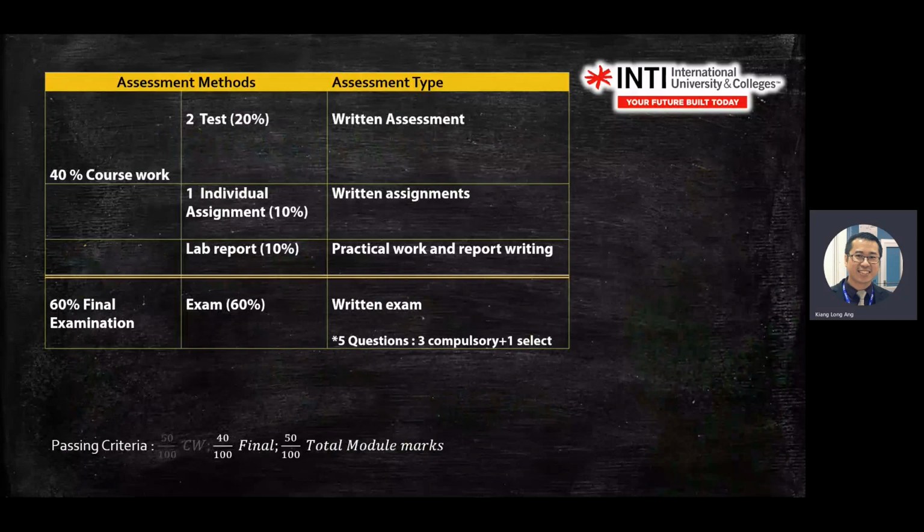We already did your test 1. I haven't marked it. Test assignment will be released next week. Lab report you submit in week 12. Now we are in week 9, so you have 2 more weeks to submit your report. Final exam will be 60%.